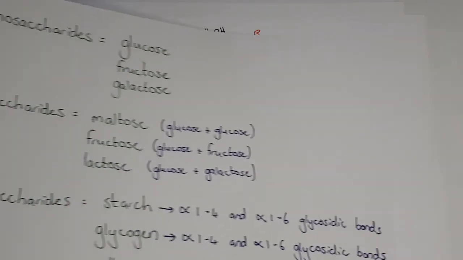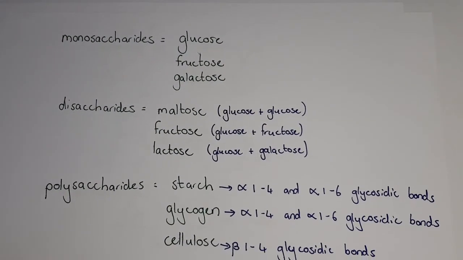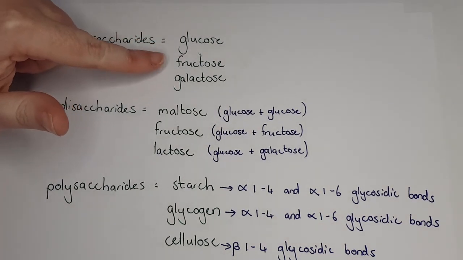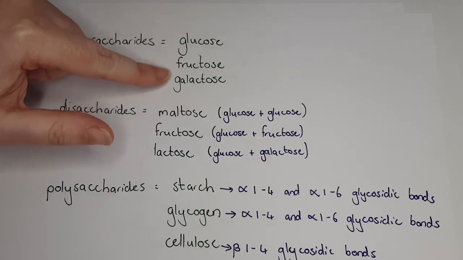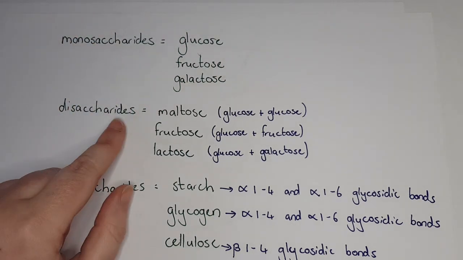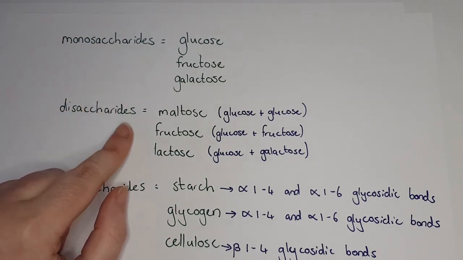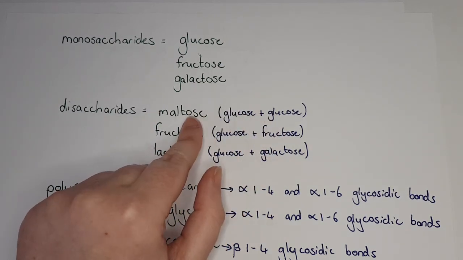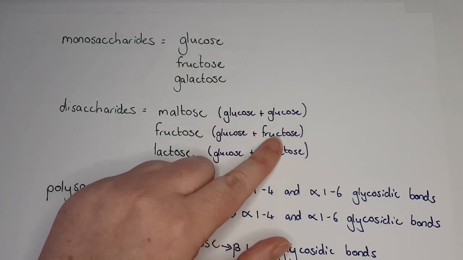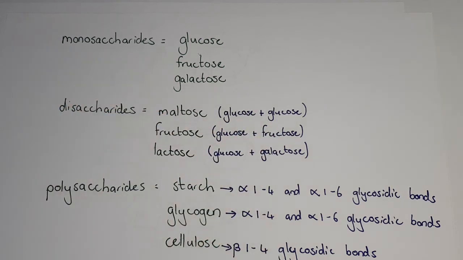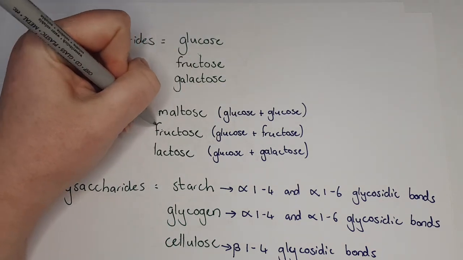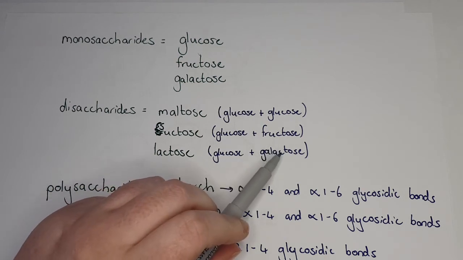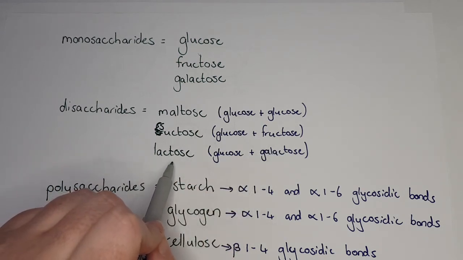Okay, so if I look at the names of all my carbohydrates, I have my monosaccharides: glucose, fructose, and galactose. So those are all my single rings. When I join my rings together, I make disaccharides. So 2 glucose rings together makes maltose. A glucose and a fructose ring makes sucrose. And a glucose and a galactose ring makes lactose.